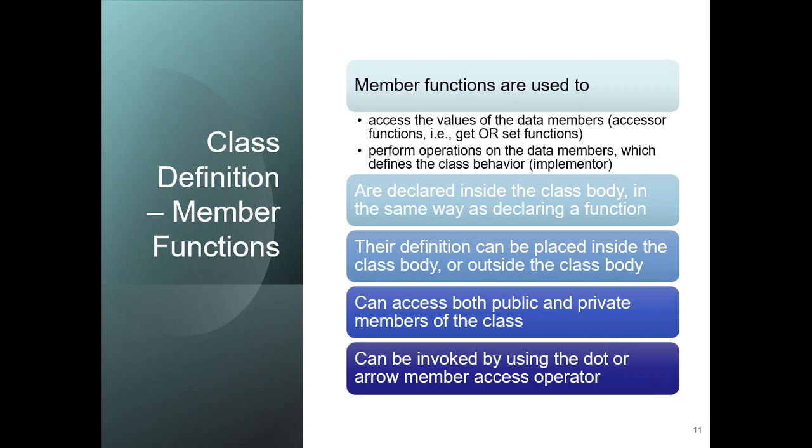You can invoke or call a member function by either using the dot member access operator or using the arrow member access operator. So you use the dot member access operator with the objects of a class, and you use the arrow member access operator with pointers to objects of a class. ये भी एक डेमो में हम कर चुके हैं. We'll return to this point again as well. ठीक है.